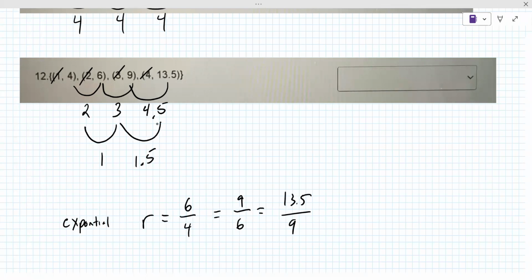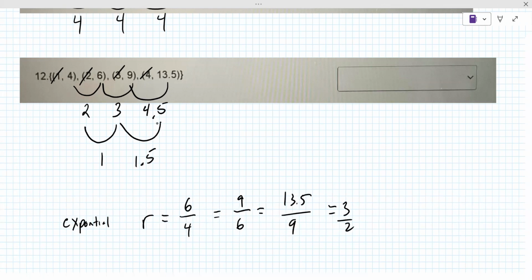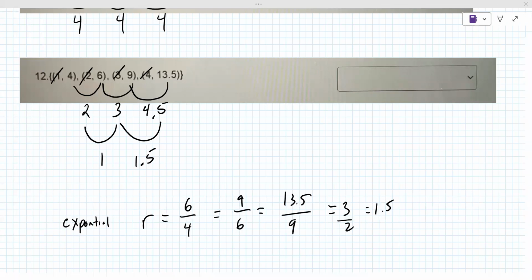Do you want to try calculating that for us and seeing if they're all the same? Sure. Yeah, they are. 1.5. Yes, 3 halves or 1.5. And that's the multiplier. That's how you go from 4 to 6. You multiply by 1.5. 6 times 1.5 is 9. 9 times 1.5 is 13.5.